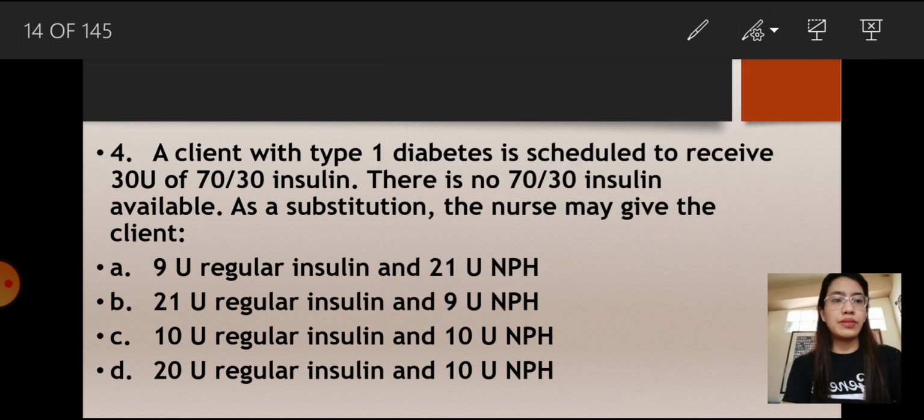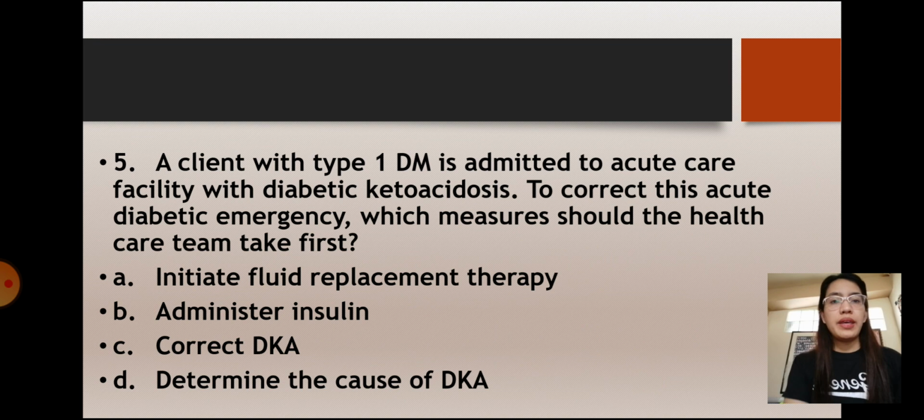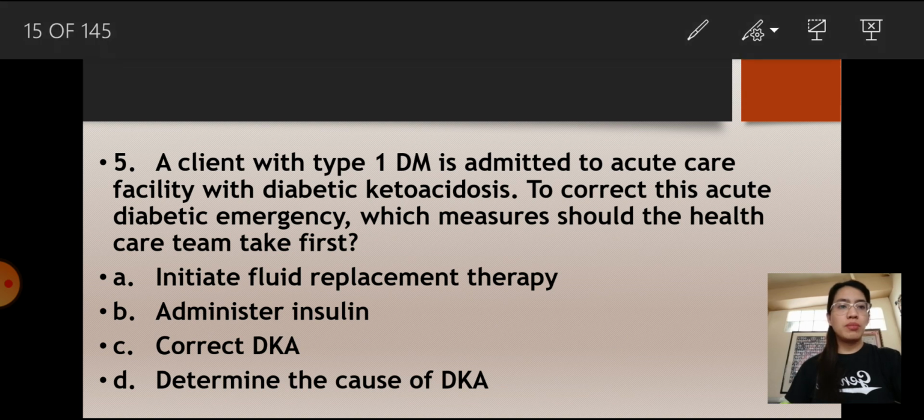Okay, next one. Number 5. A client with type 1 DM is admitted to acute care facility with diabetic ketoacidosis. To correct this diabetic emergency, which measure should the healthcare team take first? Anong uunahin daw natin? Is it A, initiate fluid replacement therapy, B, administer insulin, C, correct your DKA, or letter D, determine the cause of DKA? So, DKA na, complication na ito. So, malamang yung blood sugar niya masyado nang mataas. So, ang tanong, ano unang gagawin?